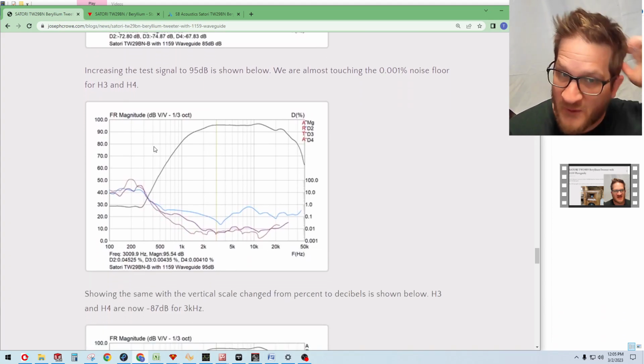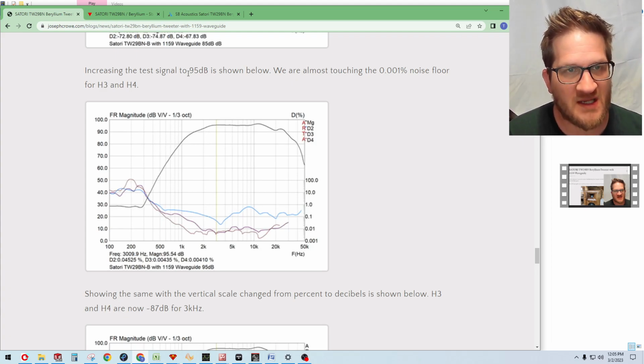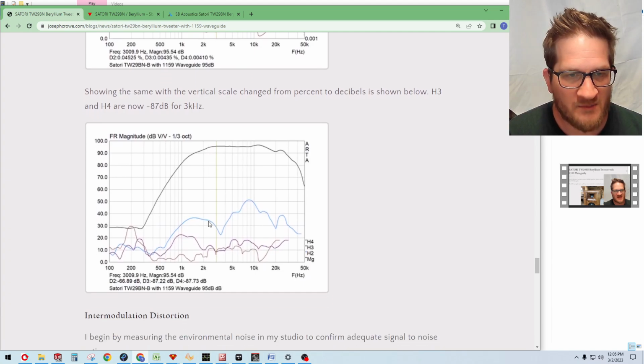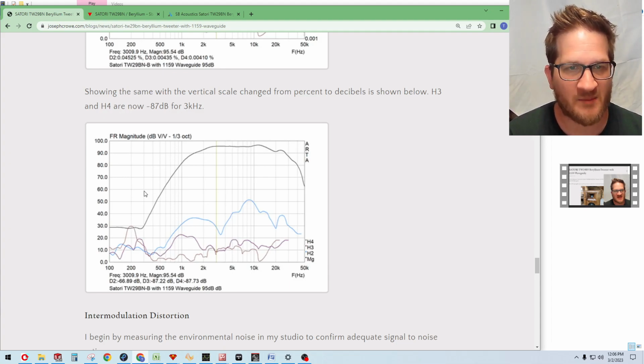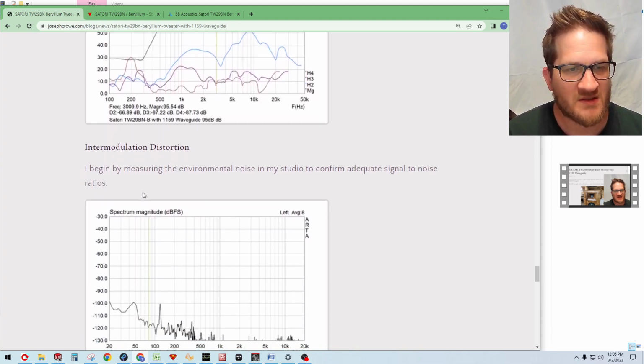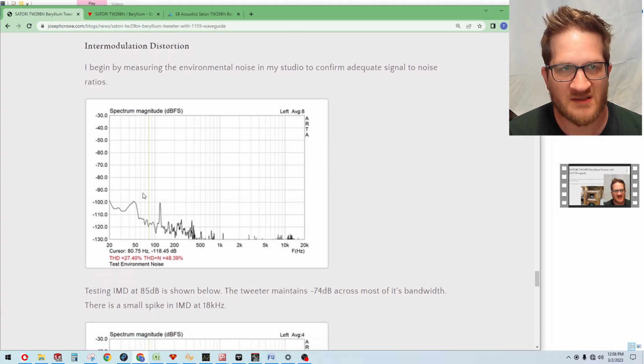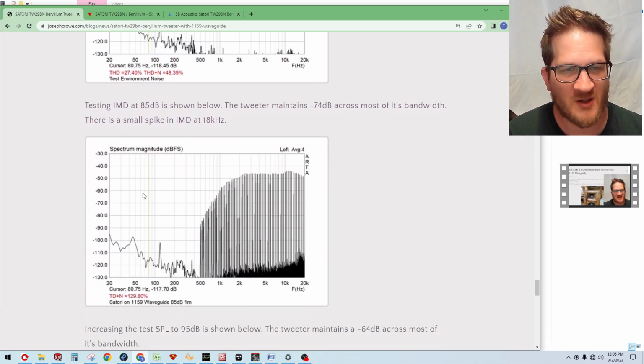So if we increase the test signal from 85 to 95 dB, we see distortion at 0.004 for the third harmonic. So looking at that in terms of dB, that's minus 87 dB. So incredibly low. I believe that's approaching the distortion performance for the Scarlett Solo mic preamp, which is around minus 90 dB. So we're down into the noise levels for the electronics themselves. So this tweeter certainly is not going to be a bottleneck in terms of distortion.